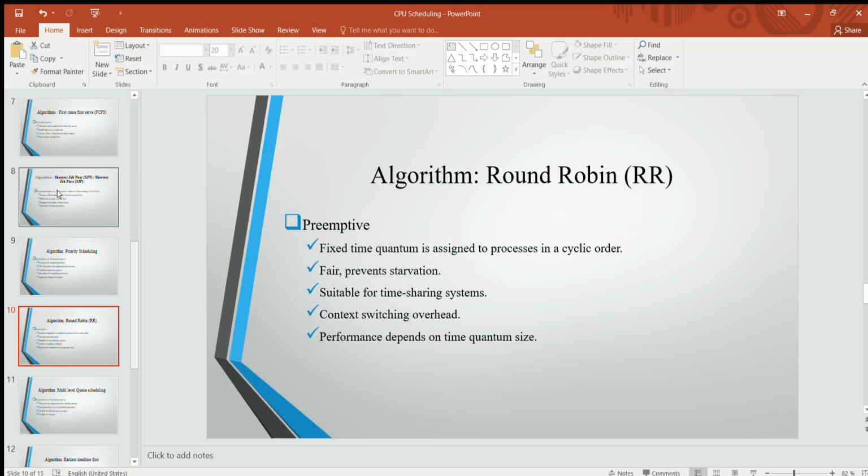So there is overhead cost with context switching. Also, the performance will depend on the defined time quantum, or the time slice, or the time quantum size. All right, and it is suitable for time sharing machines.